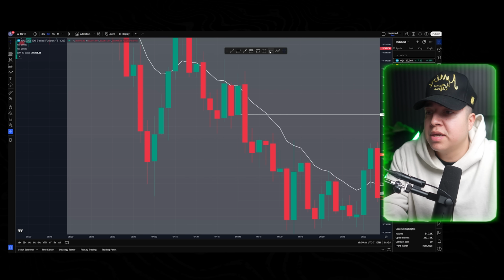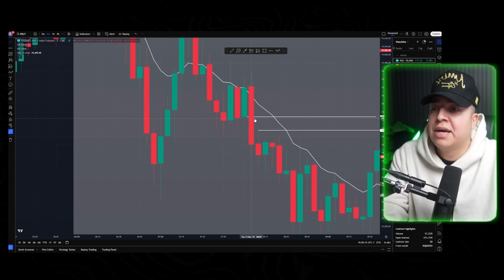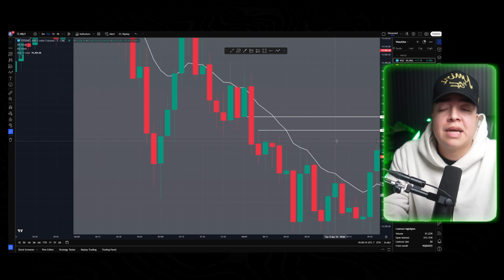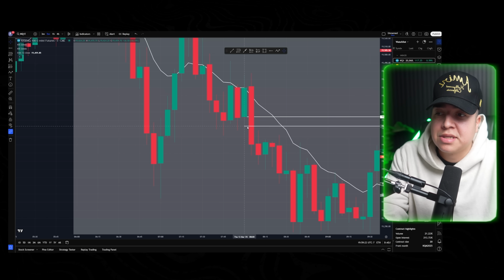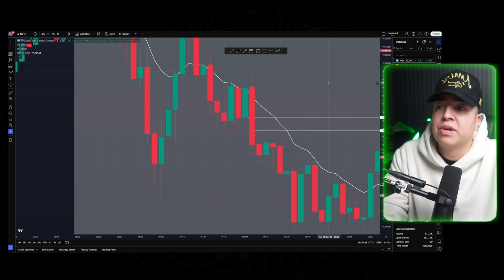Get a horizontal ray. We're going to put it at the top of this candle, right at the top of the wick. And now you can see if these lines are not overlapping, then there is a gap in the market, right? So the line should have been looking like this, but since there's a gap, there's a space in between. So once this gets filled, we would enter a trade.